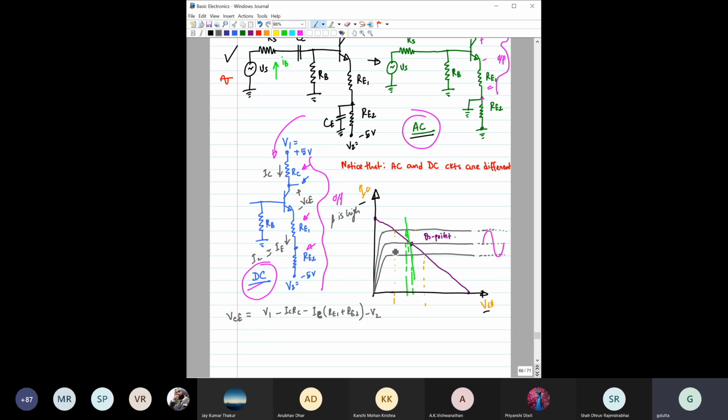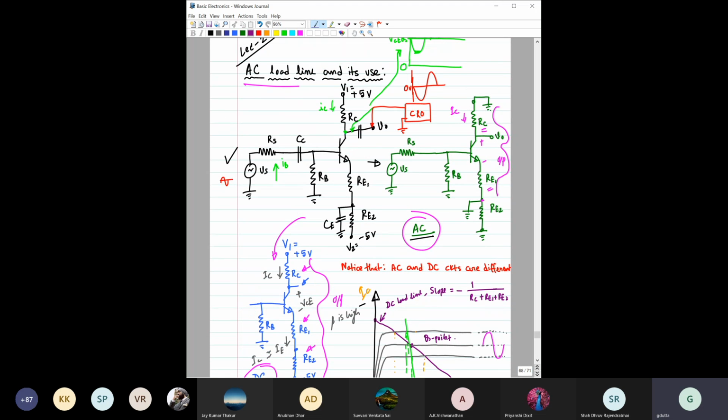So that way, what would be the slope of this DC load line? What would be the slope? 1 by RC plus RE1. Should it not be a minus sign there? Yes, so minus will be. Then it would be RC plus RE1 plus RE2. Very good. Right. Okay. Now let us do the same exercise for the AC equivalent circuit.